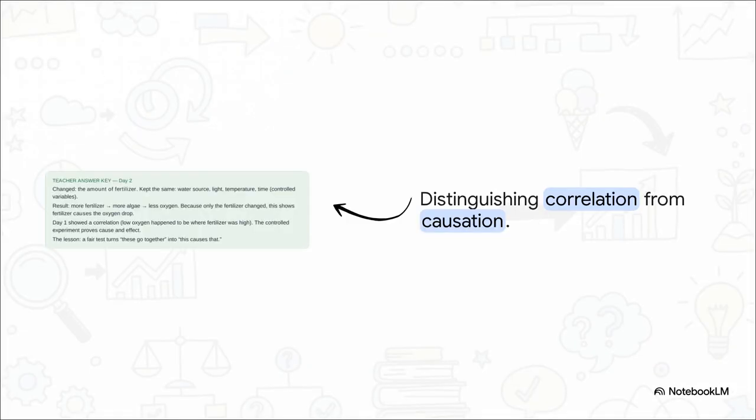The crucial takeaway here is this. Because only the fertilizer changed, this exercise successfully transitions the students from a simple correlation to confirmed cause and effect. They have finally proven the mechanical cause behind the dying fish. More fertilizer causes more algae, which ultimately causes that massive oxygen drop.